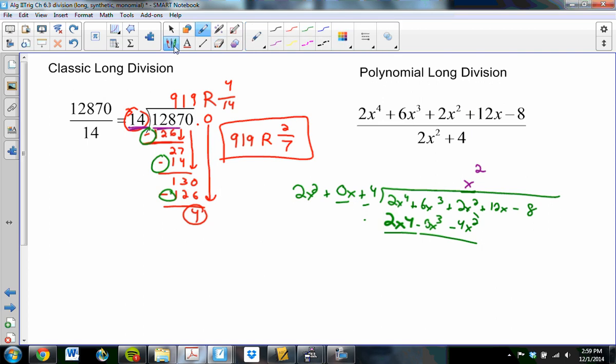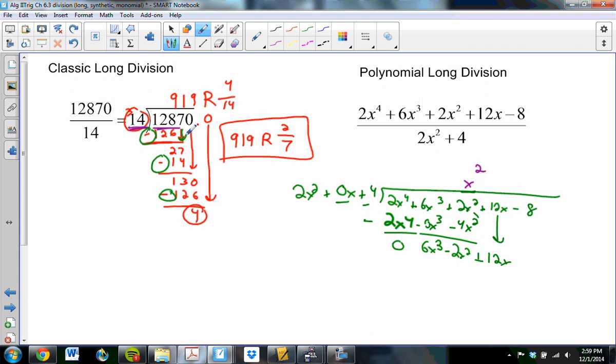So when I do that subtraction, 2x to the fourth minus 2x to the fourth is 0. That's the whole point. 6x to the third minus 0x to the third is 6x to the third. 2x squared minus 4x squared is negative 2x squared, and I drop down the 12x. Just like over here, I drop down the 7.